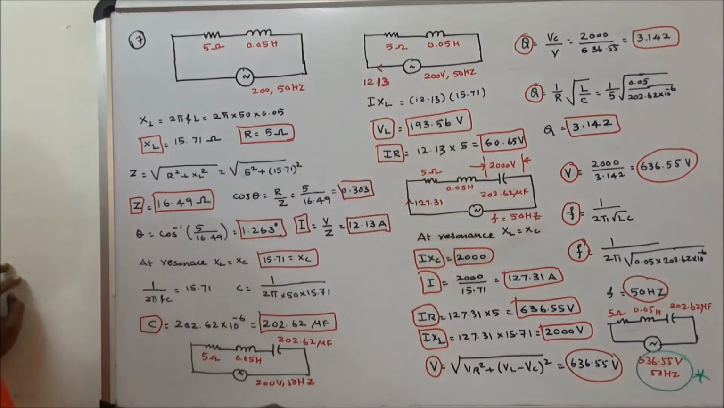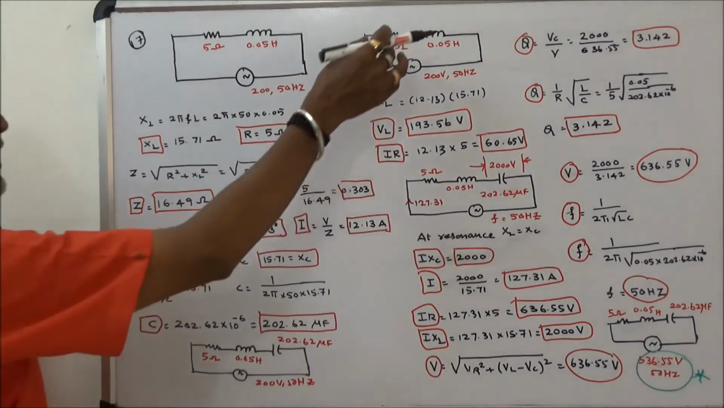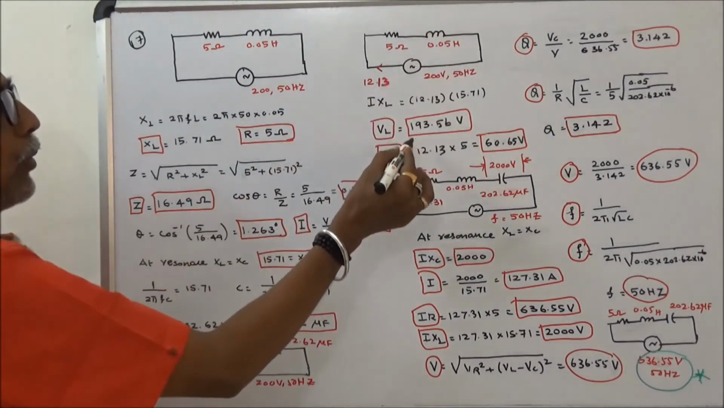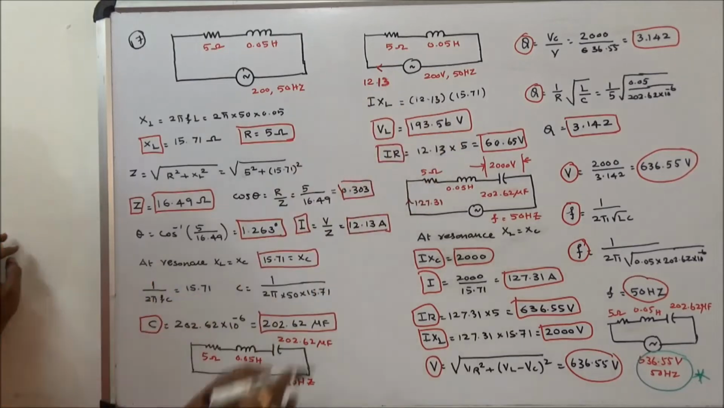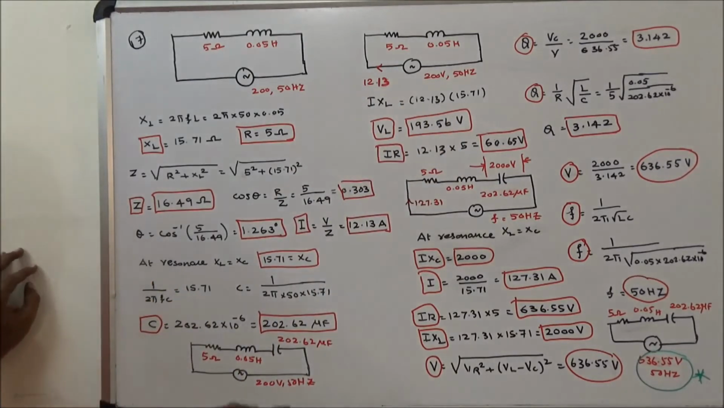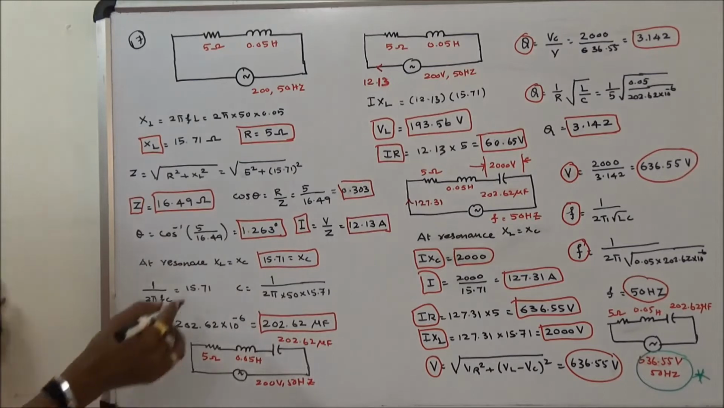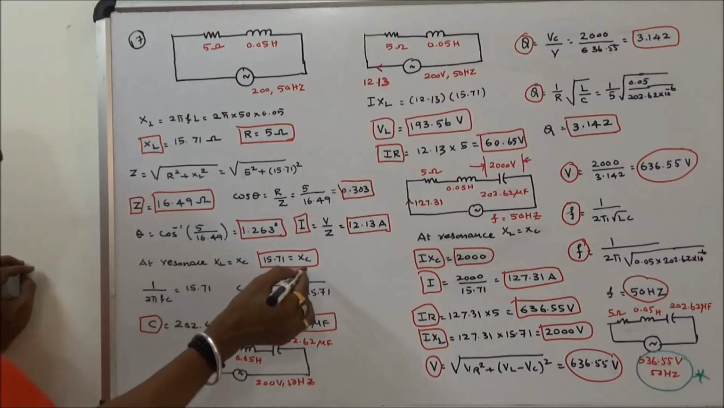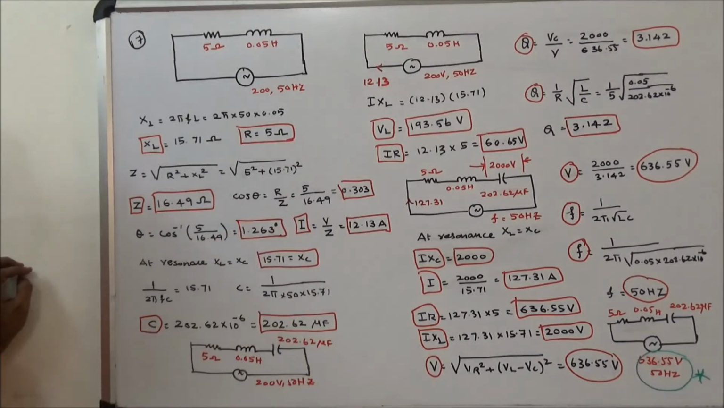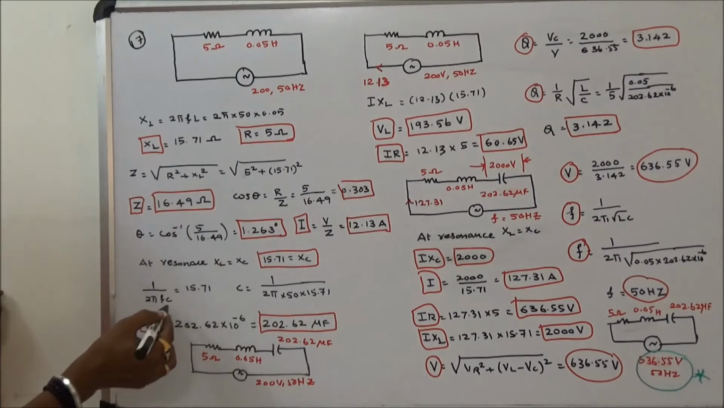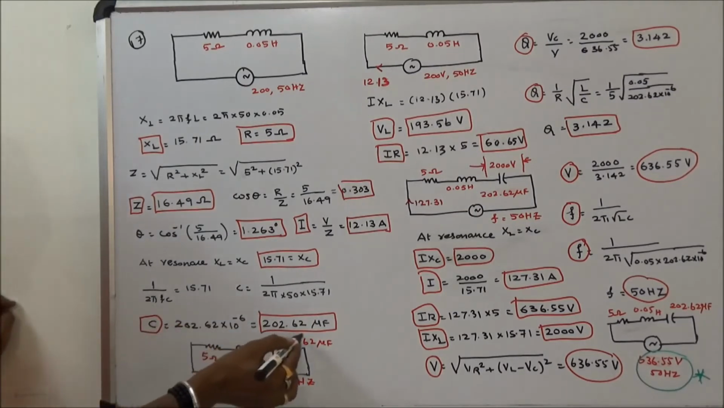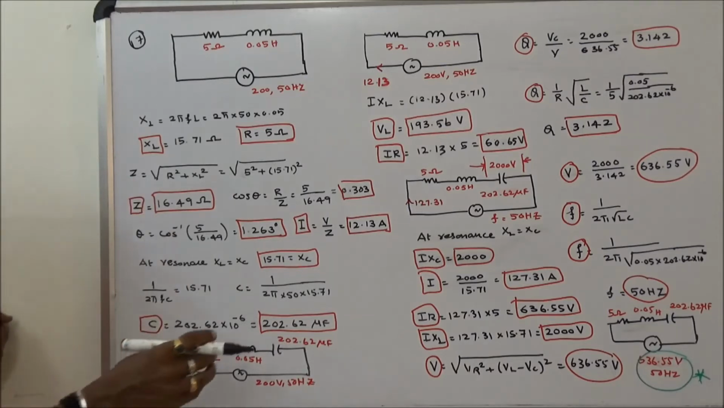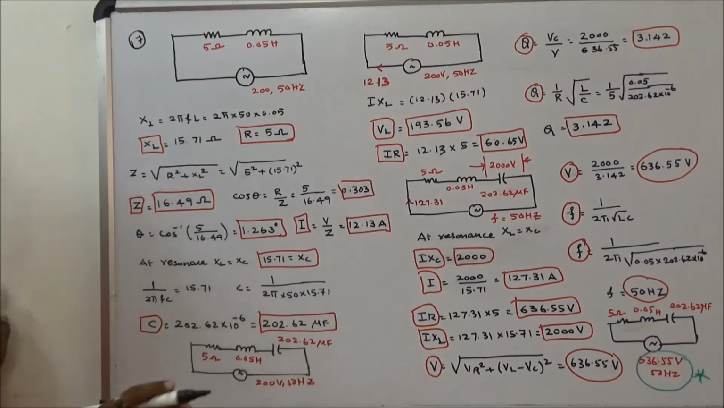Resistance is 5 ohm. Voltage across the resistor is 60.65 volts. Voltage across the inductor is 193.56 volts. Okay. The second question is, at resonance XL is equal to XC. 15.71 is equal to XC. 15.71 is equal to 1 by 2 pi FC. C is equal to 202.62 microfarads. So capacitor to be connected in series with the inductor is 202.62 microfarads.